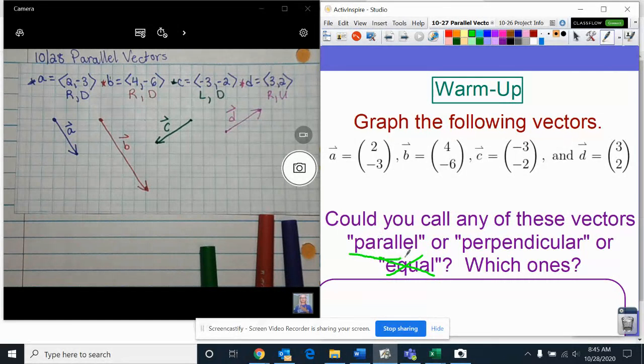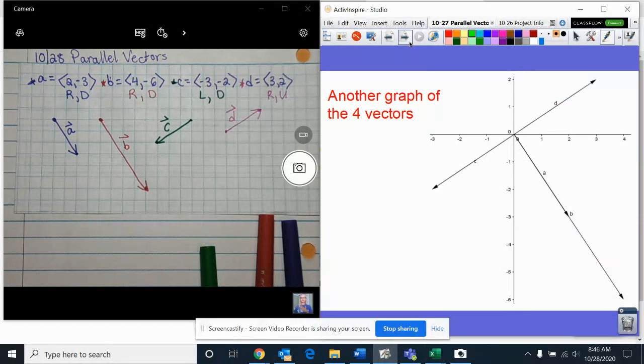Parallel vectors. What you should see is vector C and D traveling generally in the same rate of change. And you should also see that A and B are traveling in the same direction and the same rate of change. Two of vector A's will complete vector B. Let's move forward.